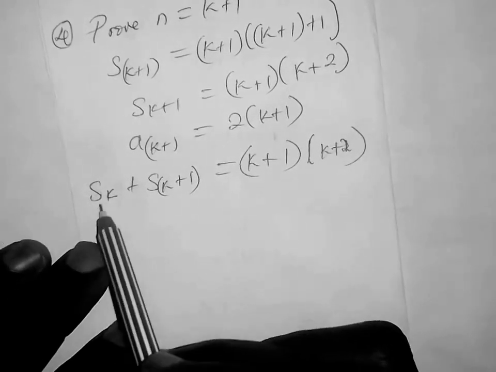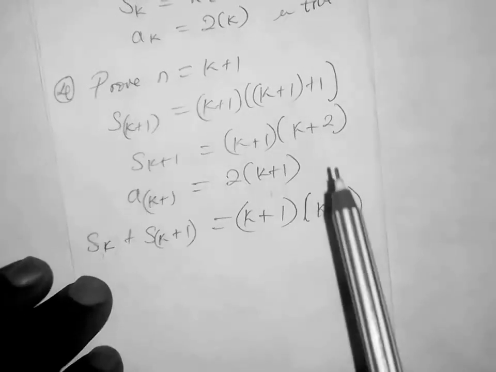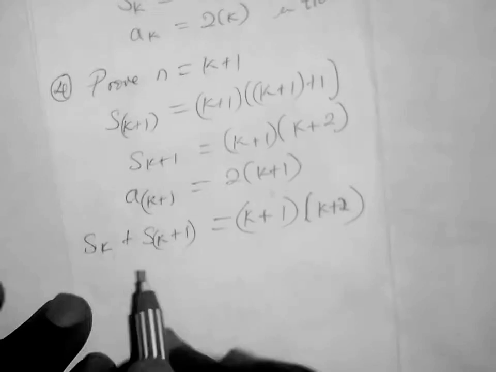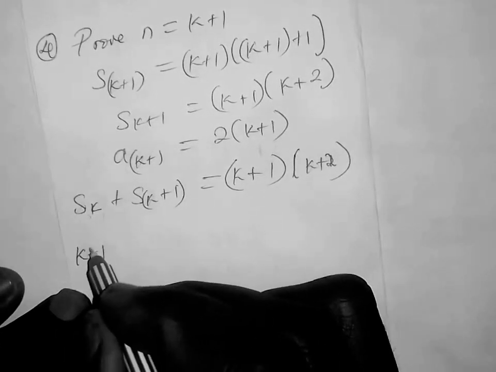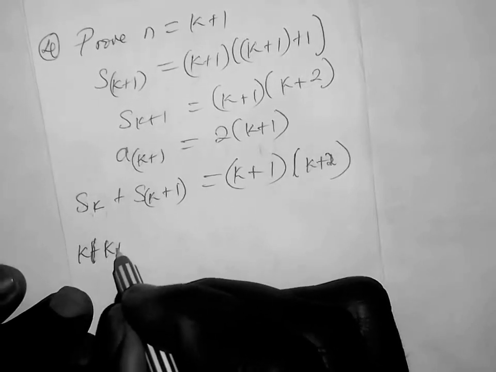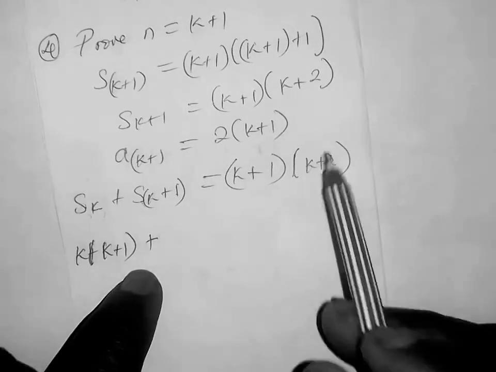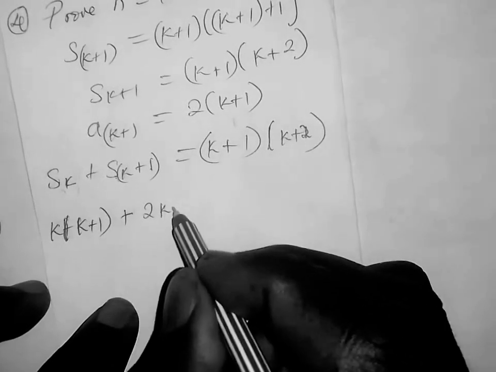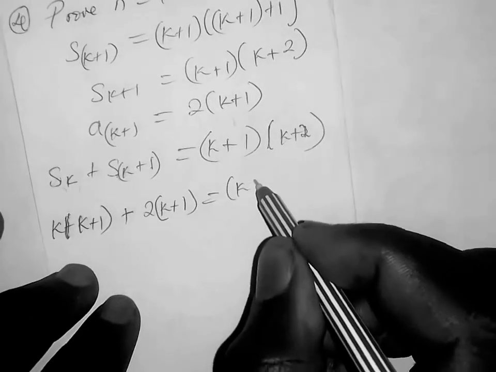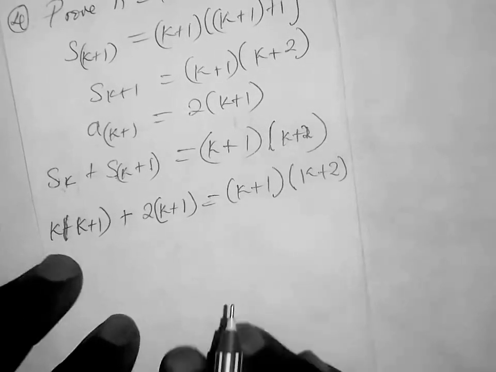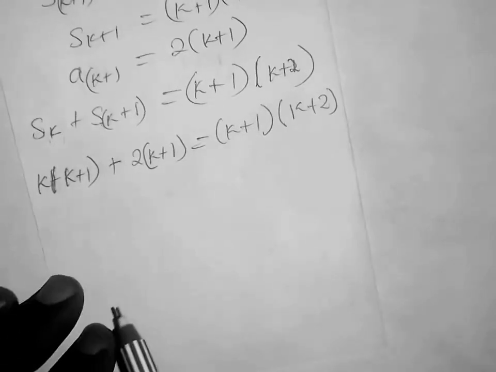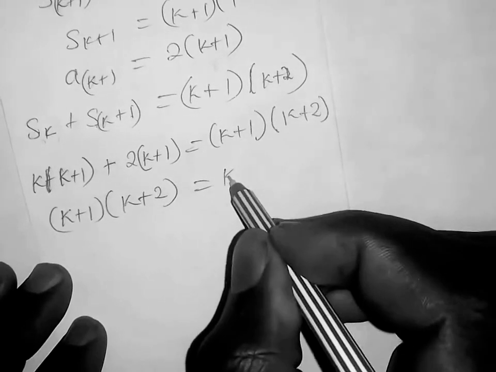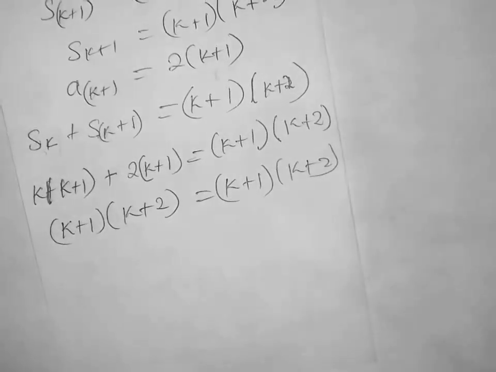Now for our Sk, we get this one here, k(k + 1). Now for our Sk, we'll replace it, since in our first statement these two give the same thing, so we'll get 2(k + 1), equal to (k + 1)(k + 2). If you look at this, these are just factors. So the factors, we can get them as (k + 1)(k + 2), equal to (k + 1)(k + 2). All right, then we're all done.